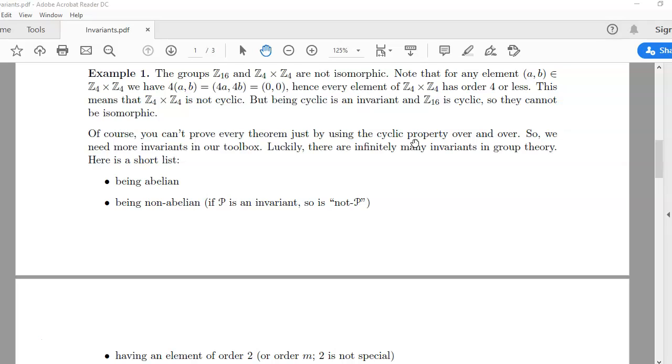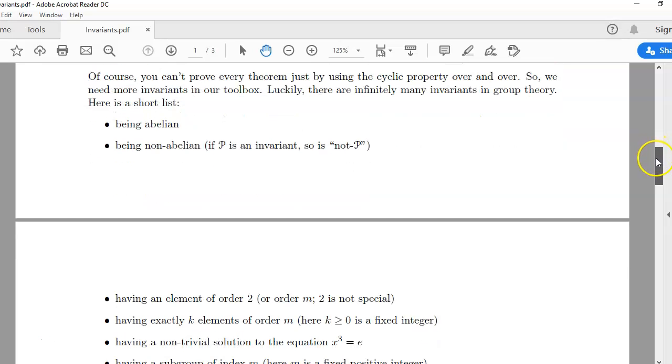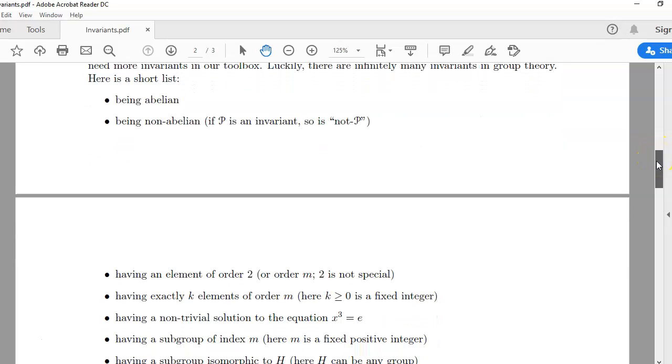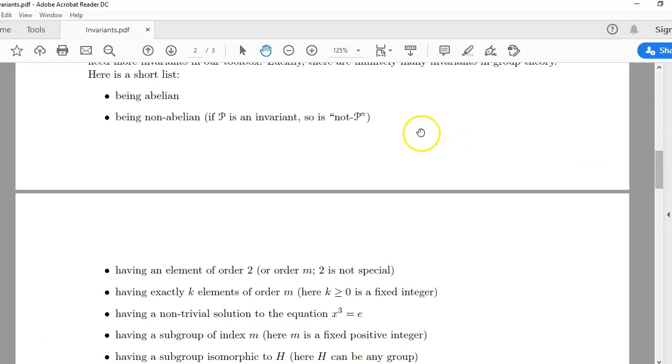Luckily, this is not a joke, there are actually infinitely many invariants in group theory. So there's lots and lots and lots of tools in our toolbox. And what I thought I'd do is leave you with a short list of invariants, and then we'll talk about how you prove something's an invariant again, and then let you just play with this a bit. So here's a short list of some invariants.